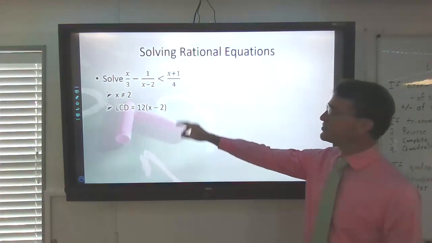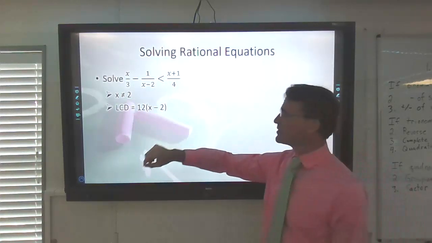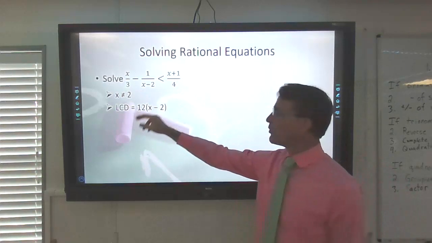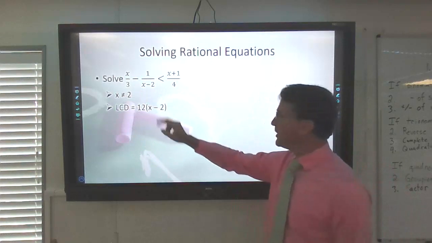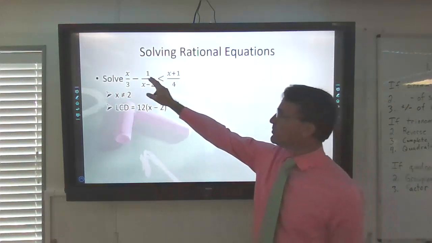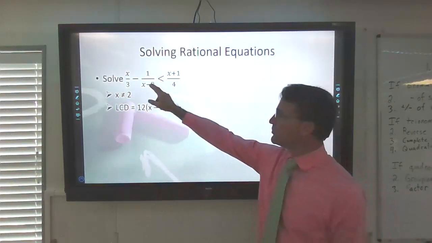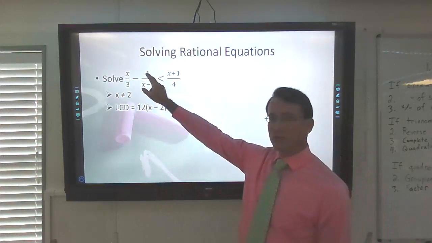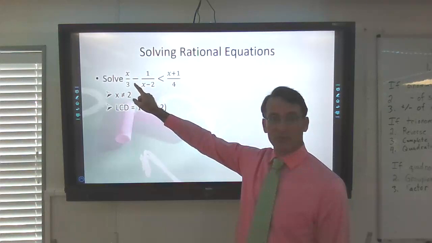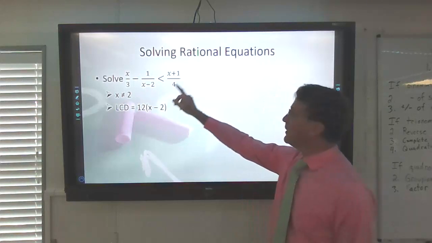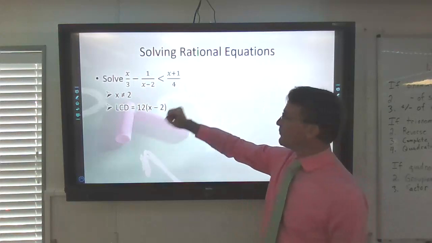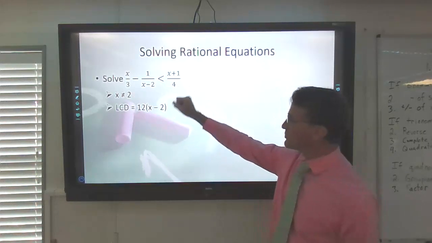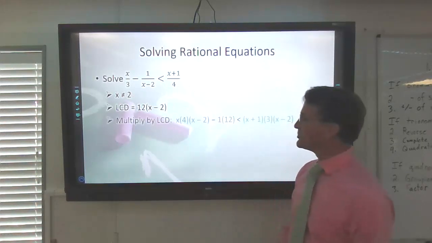When I multiply each of those fractions by my lowest common denominator, I get the 3 and the 12. That reduces down to 4. So I have 4x times my x minus 2. In this middle fraction, I've got the x minus 2 piece, so I just need to multiply by the 12. Keep in mind that it is preceded by a negative. And then this last fraction, I have 4 in the denominator, so 12 divided by 4 is 3. So I have 3 times x plus 1 times the x minus 2.